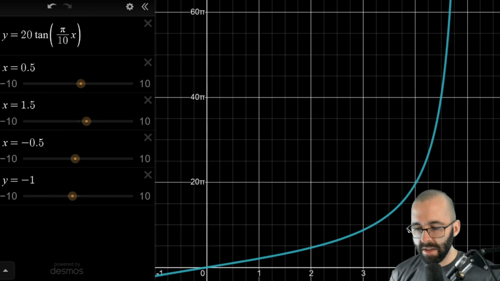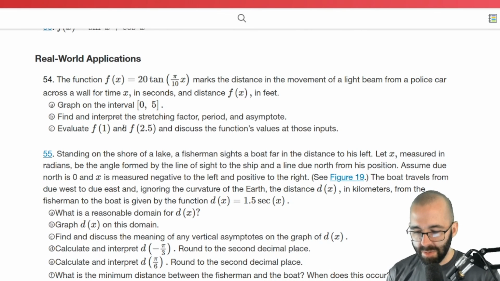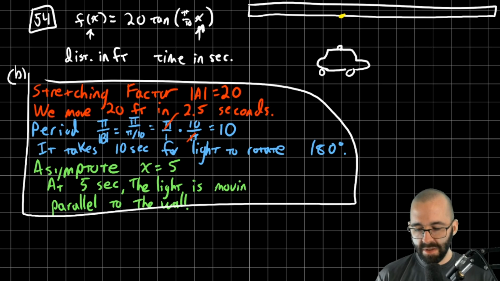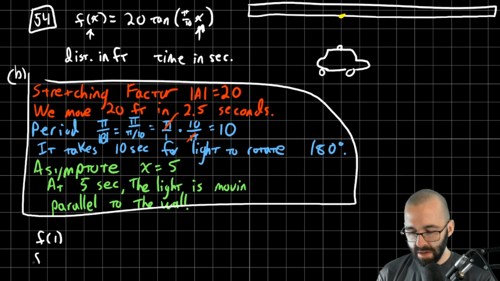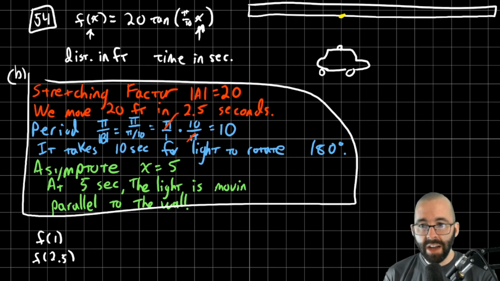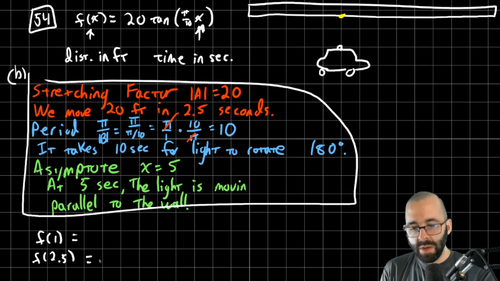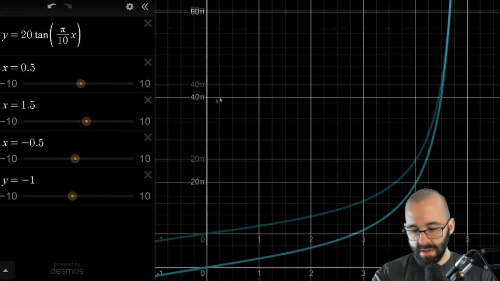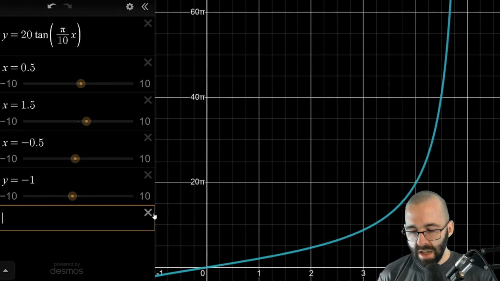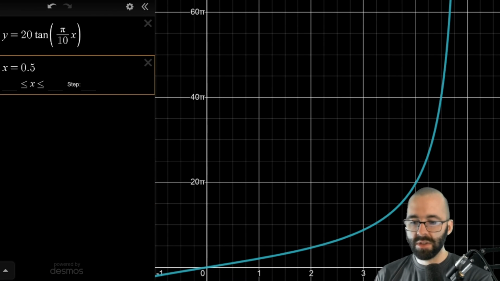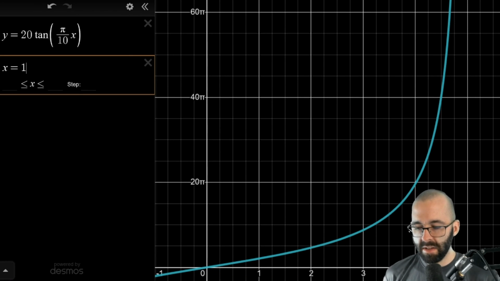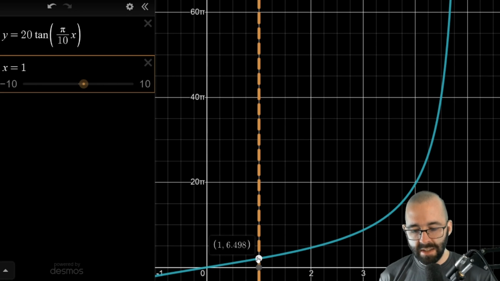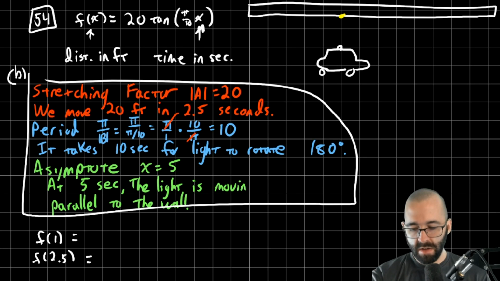Now there's also a part C that we should talk about before I figure out why I'm getting assaulted by emails. Evaluate f of 1 and f of 2.5 and discuss the function's values at those inputs. So f of 1, again, our x value is time, and our y value is distance from this point. So after 1 second, how far are we? And there's two ways of doing this. If you want to be really exact, you can just go over here and type in x equals 1. Desmos is helpful with that. It tells you right where these things cross. So after 1 second, we're about 6.5 feet along the wall.